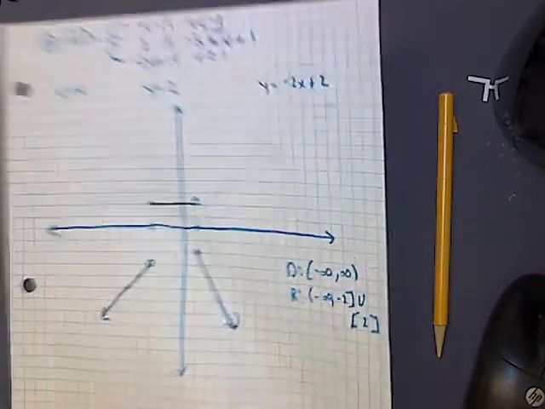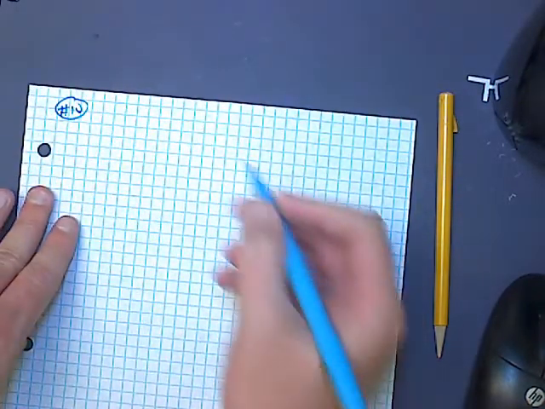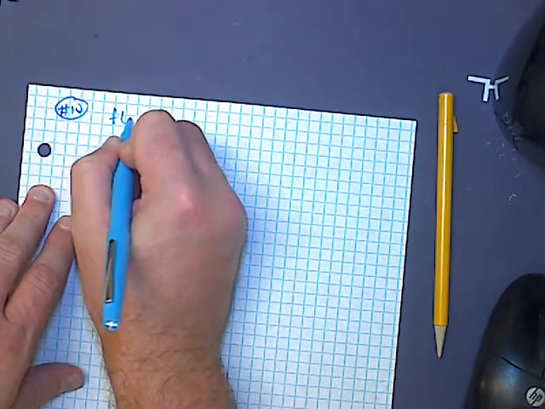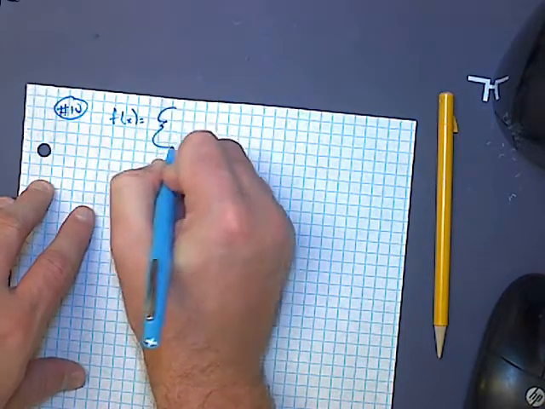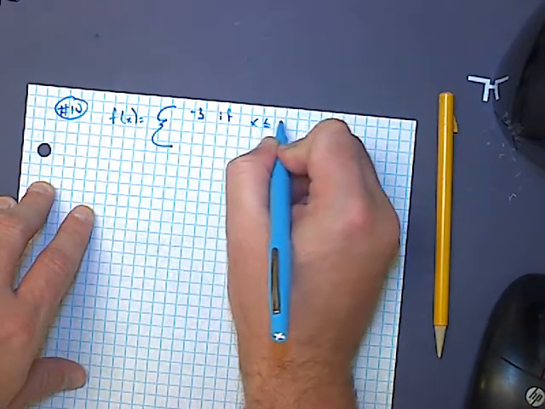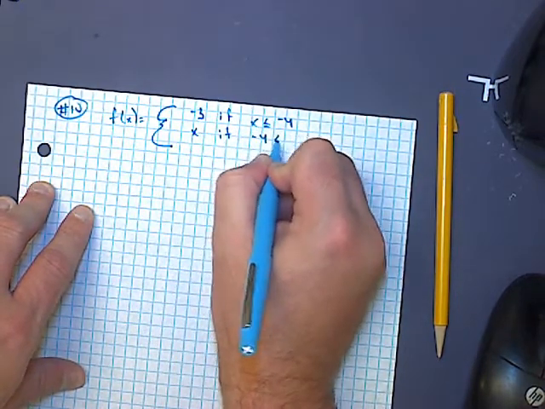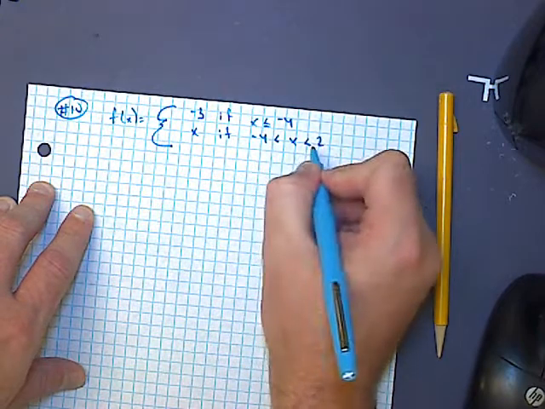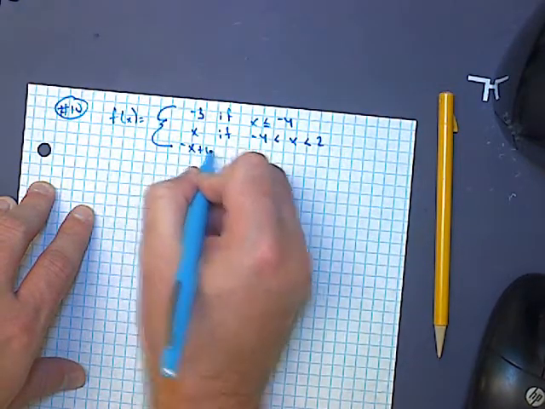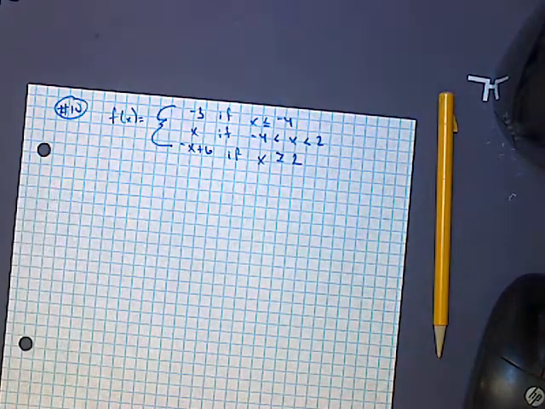Okay, our last homework problem is number 10. We have f of x equals negative 3 if x is less than or equal to negative 4, x if negative 4 is less than or equal to x less than 2, negative x plus 6 if x is greater than or equal to 2.